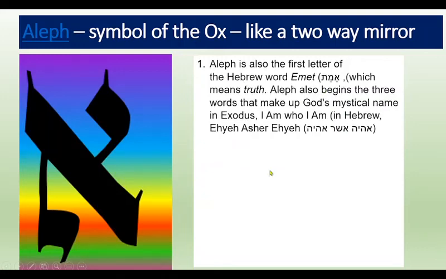So Aleph is also the first letter of the Hebrew word emeth, so truth. We need the truth to be revealed. Okay, Yod Heh Waweh, the seal of Yod Heh Waweh is truth. Aleph also begins the three words that make up God's mystical name in Exodus.